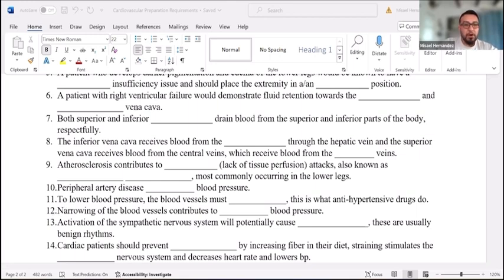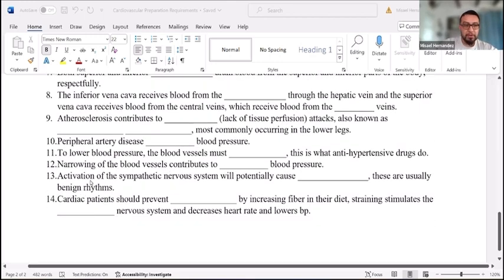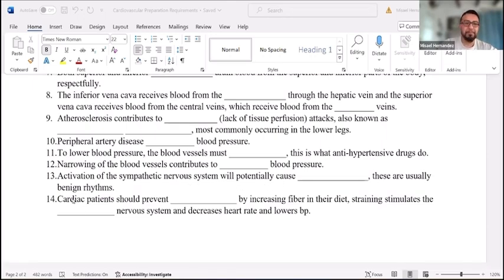Number 12, narrowing of the blood vessels or constricting of the blood vessels contributes to blank blood pressure. Number 13, activation of the sympathetic nervous system will potentially cause blank. These are usually benign rhythms.